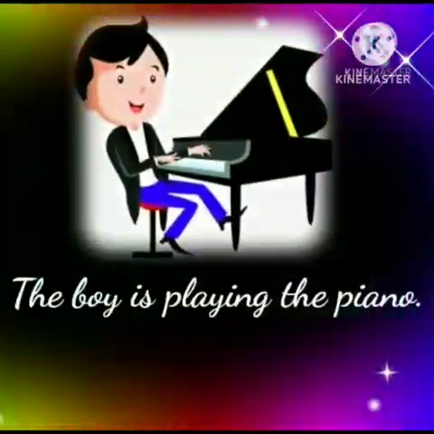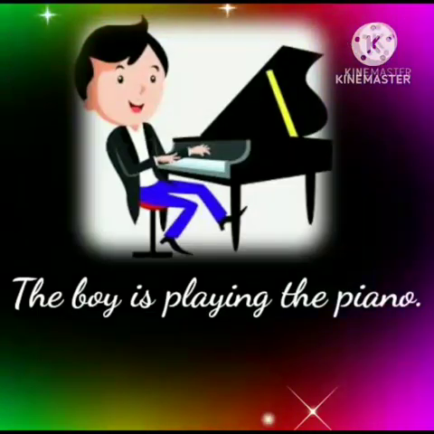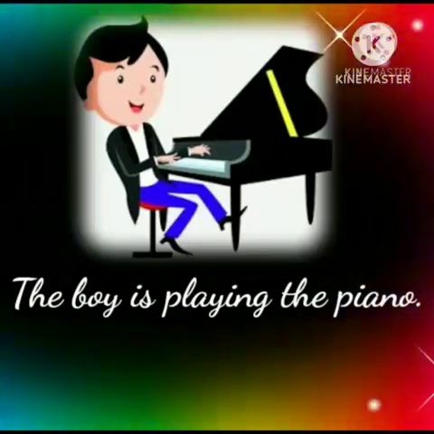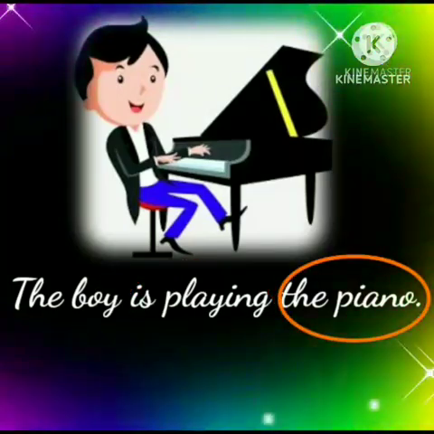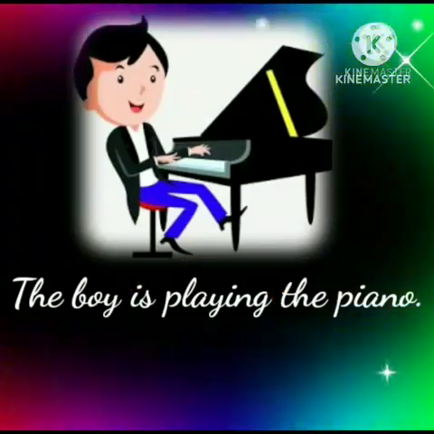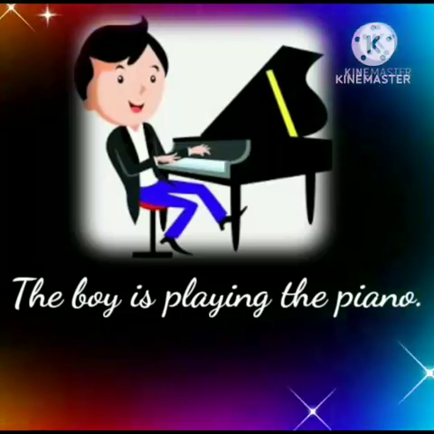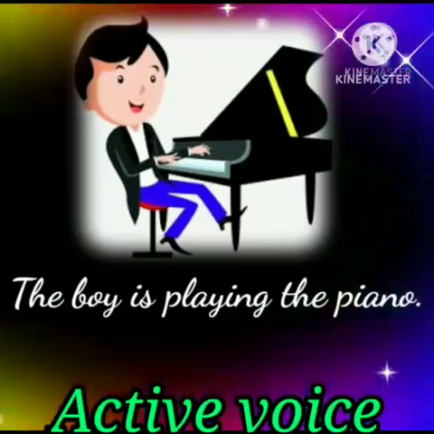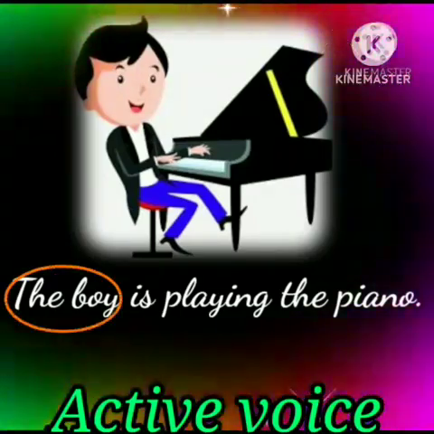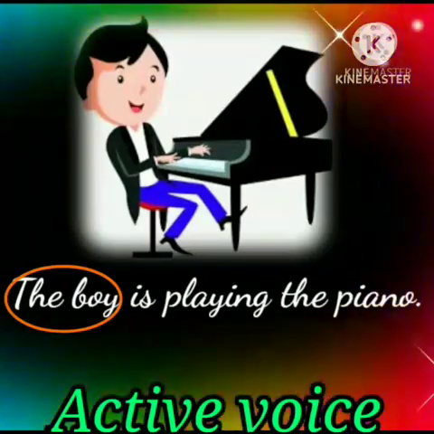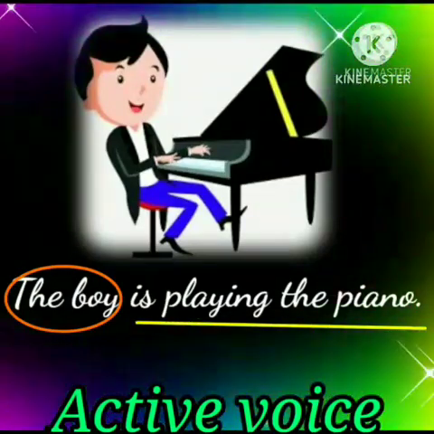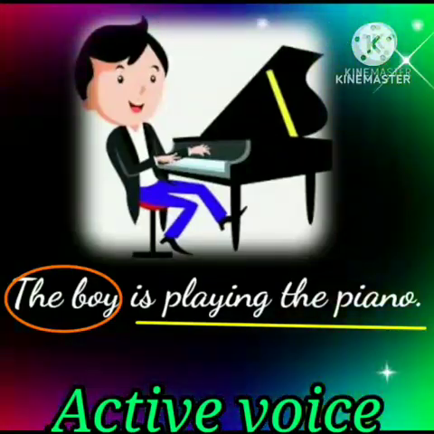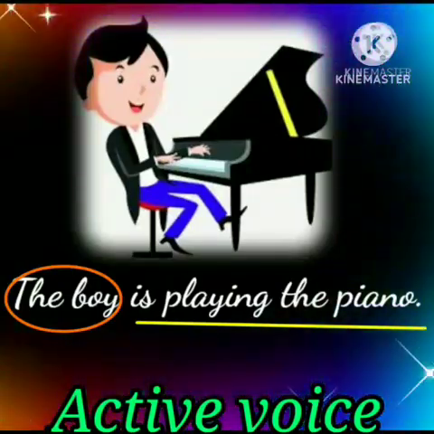Just look at the sentence. The boy is playing the piano. Here the boy is the subject. He is playing is the verb and the piano is the object. We saw if the subject does the action, that is active voice. So here the boy is the subject and he is doing the action of playing piano. The subject is doing the action. This is what active voice.